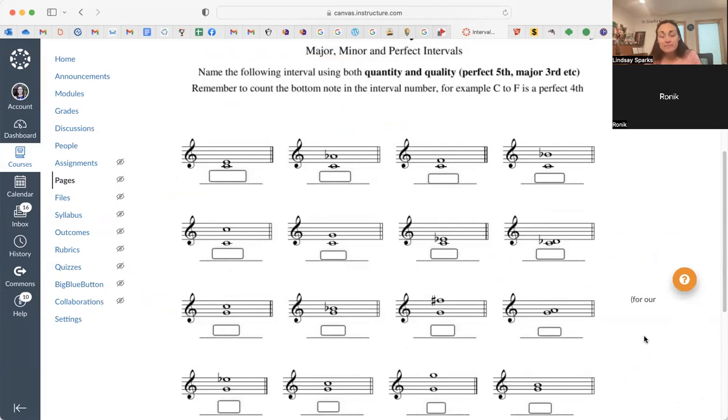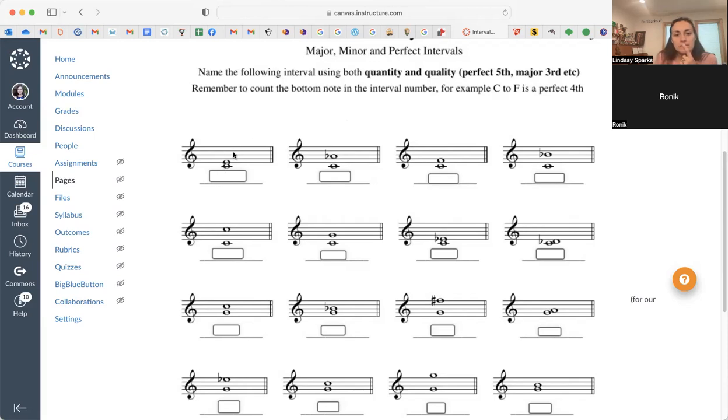But anyway, all we need to do, they're all in treble clef, is just identify the quality. This one calls quantity the raw interval number. Okay, it's the same thing. There's no difference in terms of what it is. It's just a terminology issue.